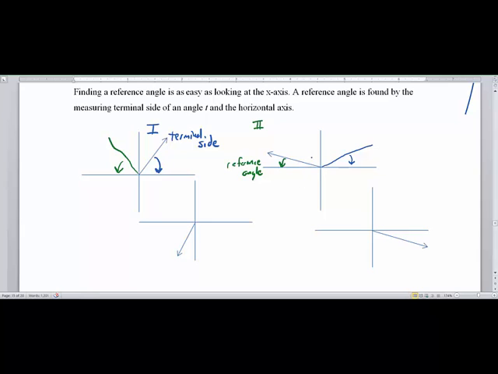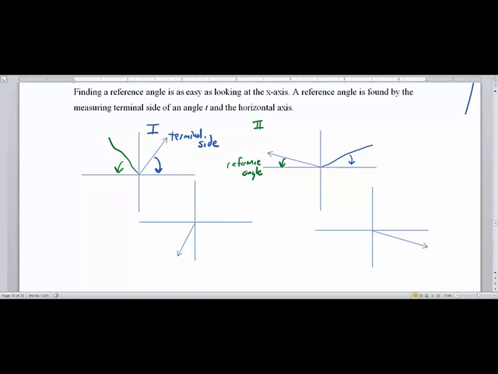Because we can measure the distance from the terminal side to the x-axis, and we can see equivalencies, especially with the beginning of the next series of videos. We're going to use those reference angles to our benefit.